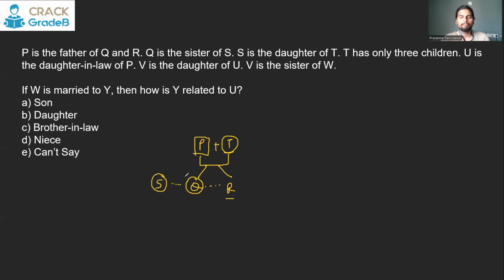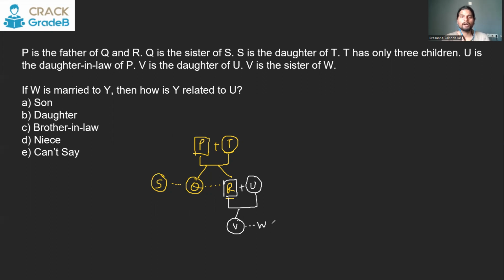U is the daughter-in-law of P. Now, daughter-in-law means they have to have a son for that. That makes R the son. R's wife has to be U. U is the daughter-in-law of P. V is the daughter of U, so their daughter's name is V. V is the sister of W.